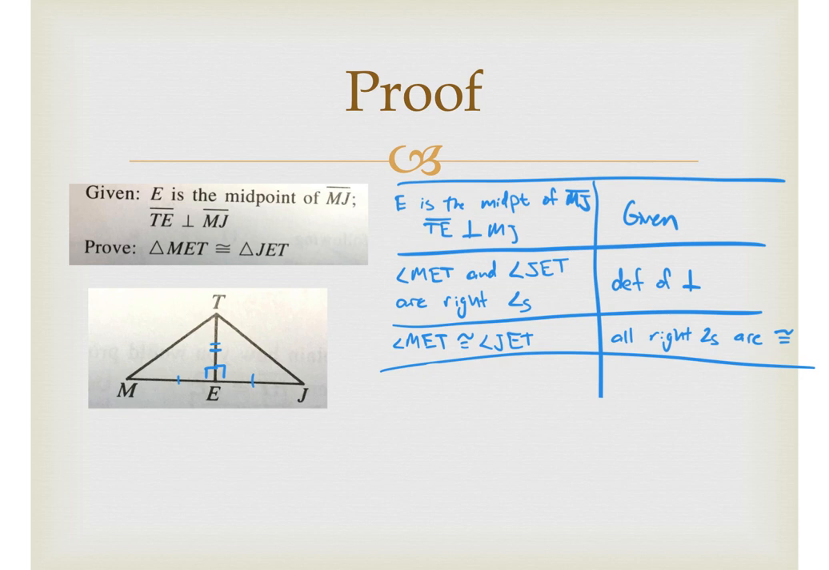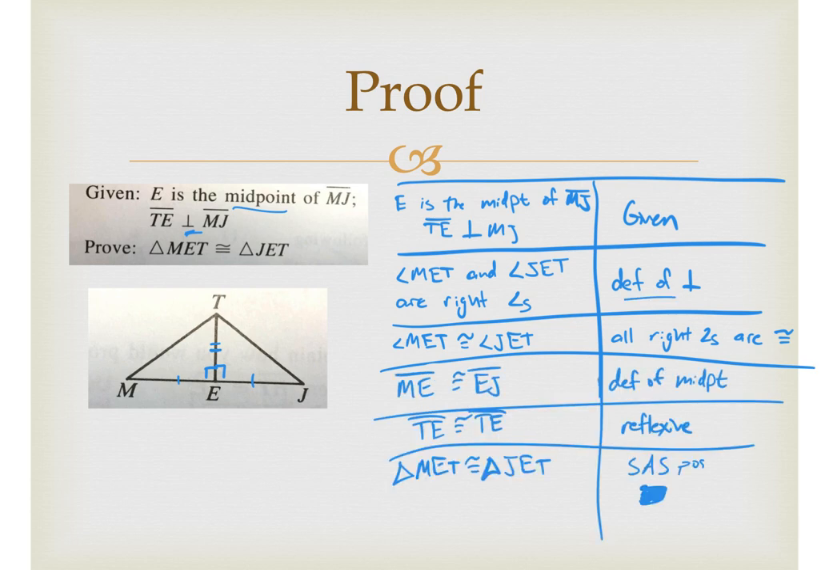So with this proof, you were given two big definition words or vocab words in the given. You were told that you had a midpoint, and you were told that you had perpendicular lines. So as a reminder, when you're given a vocab word, use the vocab word. I did perpendicular first, and I said that because of the definition of perpendicular lines, I know that these two angles are right angles. And because they're both right angles, that means they are congruent to each other, because all right angles are congruent.